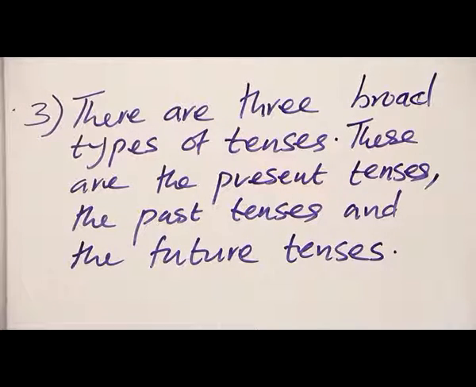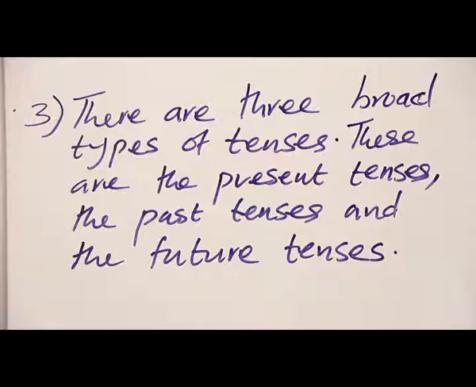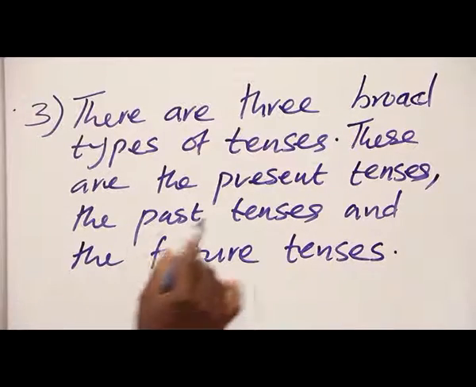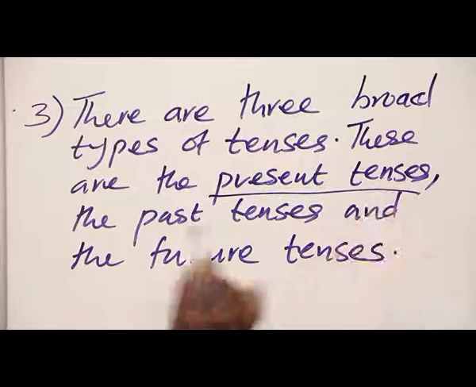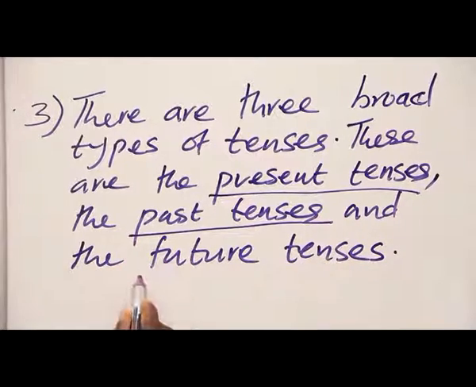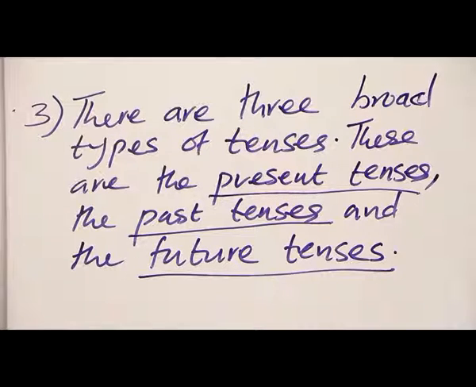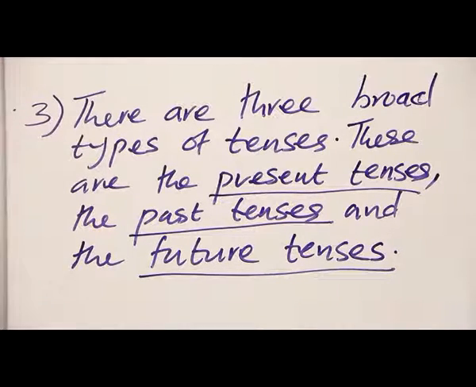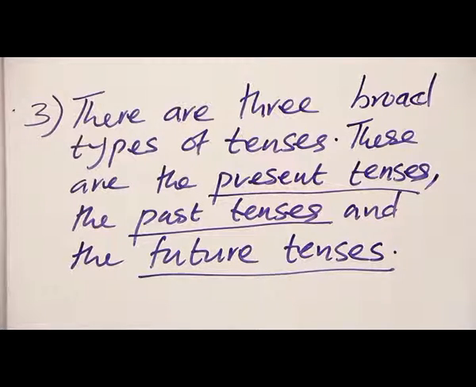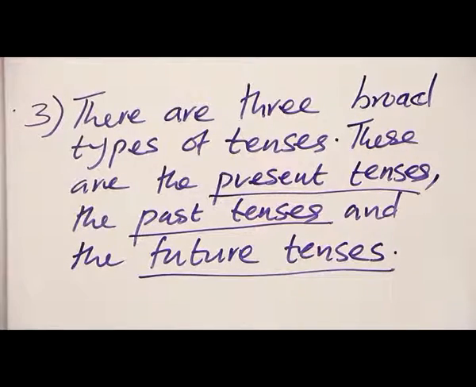Now hint number 3. There are 3 broad types of tenses. Look at one, the present tenses, the past tenses, and the future tenses. So, these are the 3. It's either an action is taking place in the present time frame, or it took place in the past time frame, or it will take place in the future time frame. However, there are a few blending here and there when we come to break these broad types into bits.